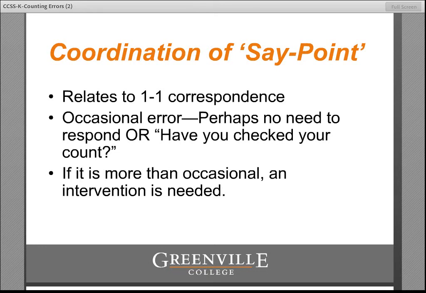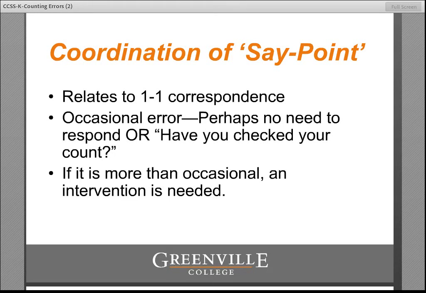And in fact, I would suggest that you send that message to children even when they have accurate counts. Otherwise, they'll think it's only necessary to check my work if I'm wrong. But if I think I'm right, then I don't need to check my work. So being able to say, have you checked your work, even when you know they're correct, can help to build some healthy counting habits of carefulness. And that relates to Mathematical Standard of Practice 6, attending to precision as well.